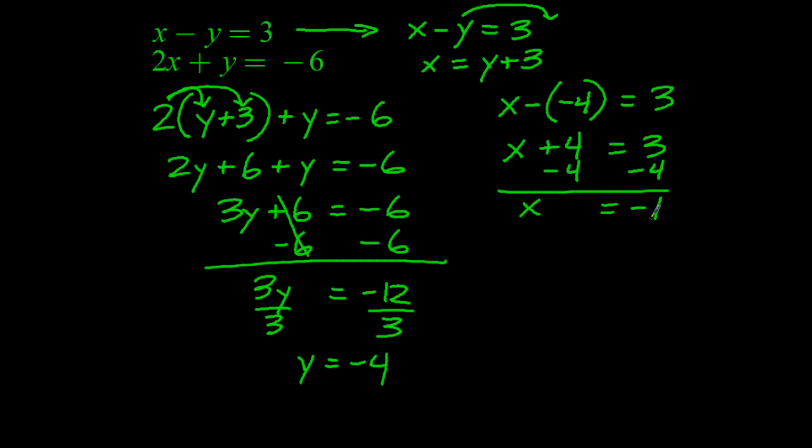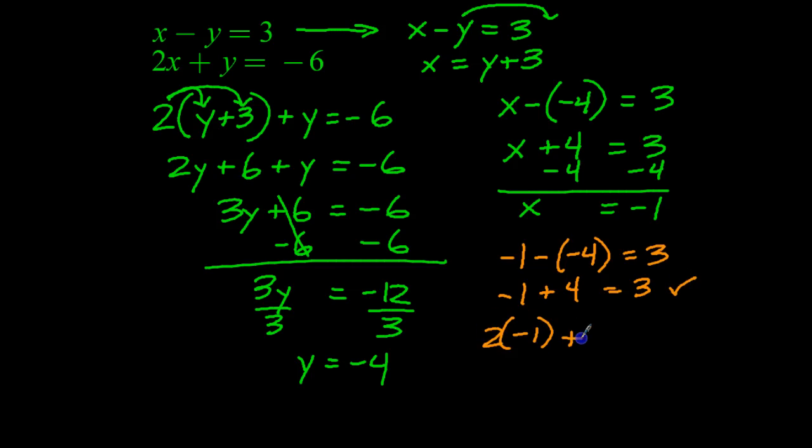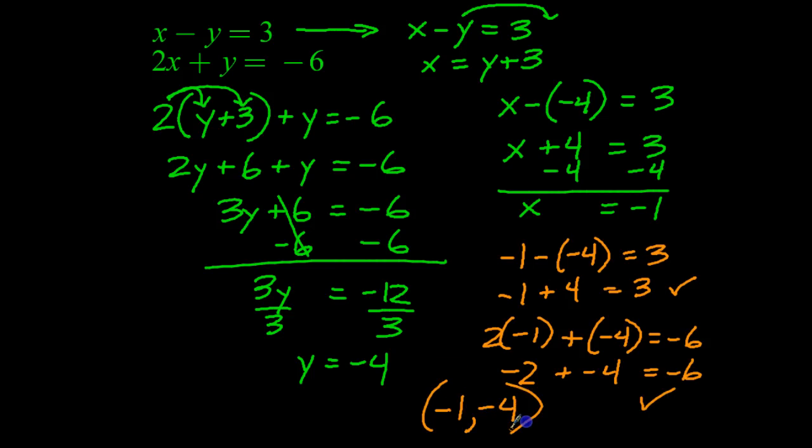Okay, so let's go ahead and check our answer here. We'll do that first one. So I'm going to do negative 1 minus negative 4. Does that equal 3? Well, negative 1 plus 4 equals 3. Yep, that works. Then we'll try the other one. 2 times negative 1 plus negative 4. Does that equal negative 6? Okay, well, 2 times negative 1 is negative 2, plus negative 4. Does that equal negative 6? Yep, so both of them work. If I were to graph this, the solution would be at (negative 1, negative 4).